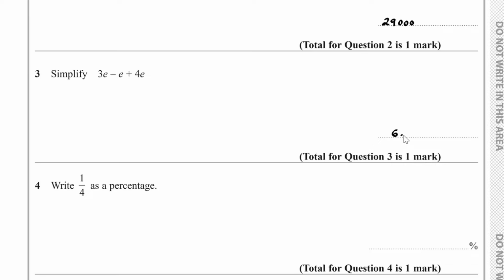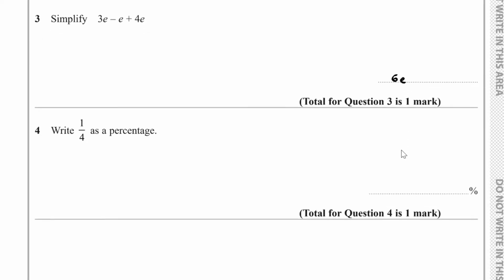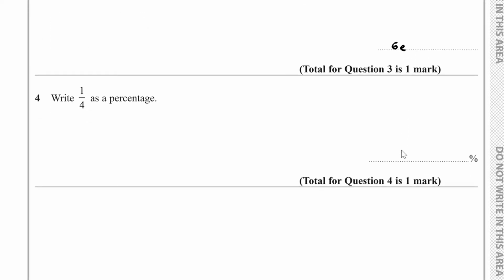For question 3, we have to simplify 3e minus e plus 4e, so here you can see we end up with 6e. Question 4, we have to write 1/4 as a percentage. Well, to convert a fraction to a percentage, we multiply by 100, so we have 1/4 times 100, and it turns out here we get 25. So we have 25%.